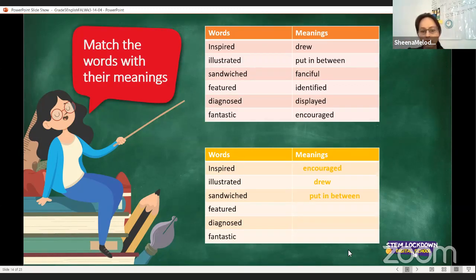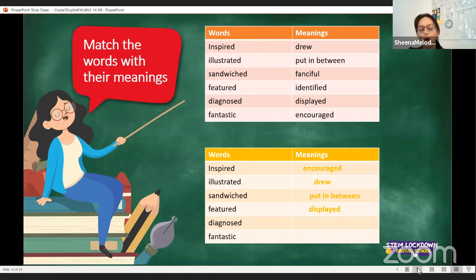Okay. Right, featured. Let's look at the next word, featured. Ooh, that's not an easy one. So we've got fanciful, identified, and displayed. If you're featured, for example, if your favorite movie star is featured in the latest movie, what do you think? Yes, you guys are getting it. This is brilliant. Oh, I love it. Yes, well done. Displayed, very good. You guys are good. Okay, so now you've got two left. I think you're going to be fine.